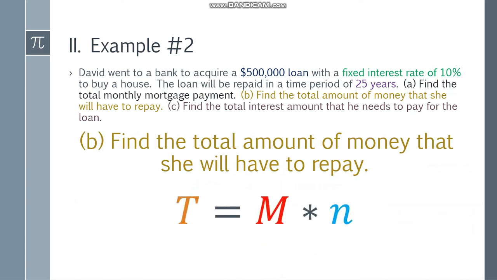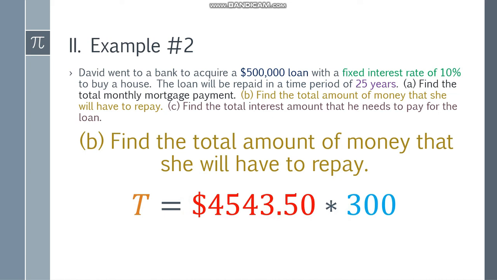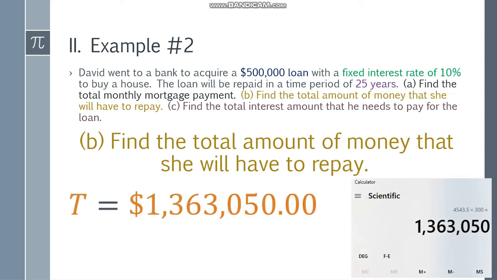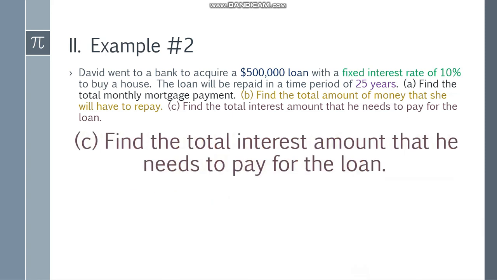Next point, find the total amount of money that you will have to repay. So we have a formula T is equal to M times N. And that will be 4,543.50 multiplied to 300. And you will get an answer of $1,363,050.